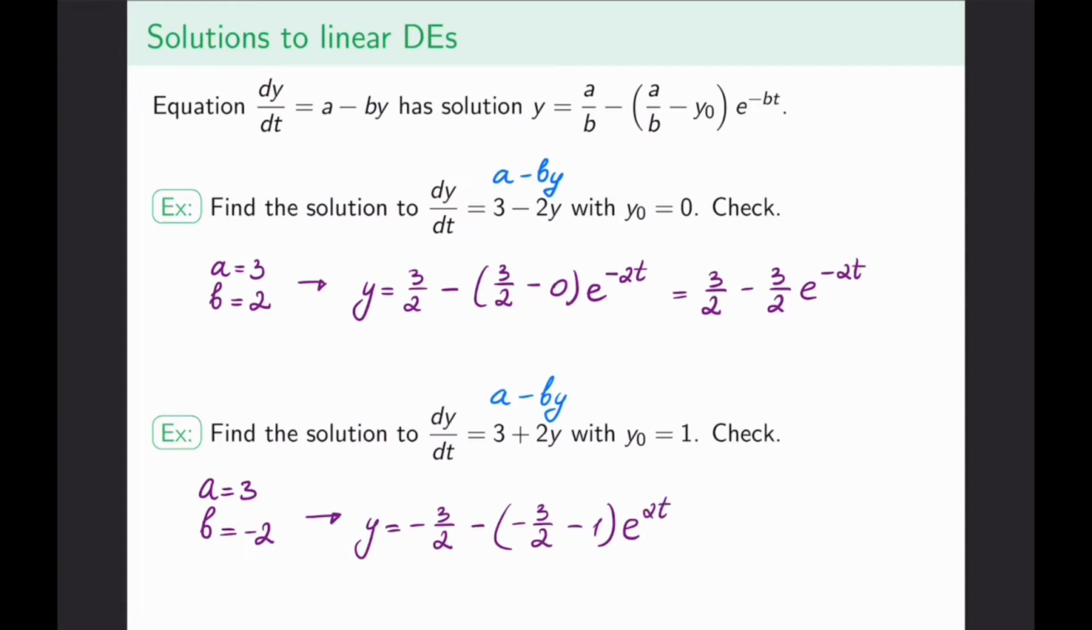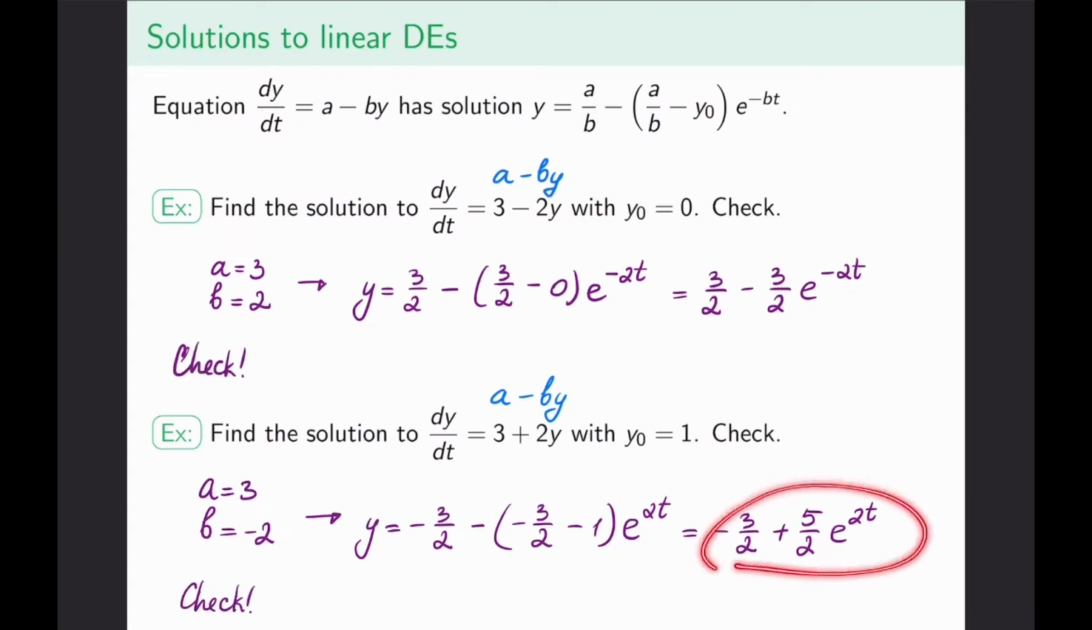And once again, of course, I can pull together the two terms inside the brackets here. So I'm going to have minus 3 halves minus 3 halves minus 1 is negative 5 over 2. With the negative in front is going to become a positive. So I have plus 5 over 2 e to the power of 2t. And again, I strongly encourage you to actually check whether or not this is true. So in both cases, take a derivative of this and make sure that that derivative satisfies this equation.